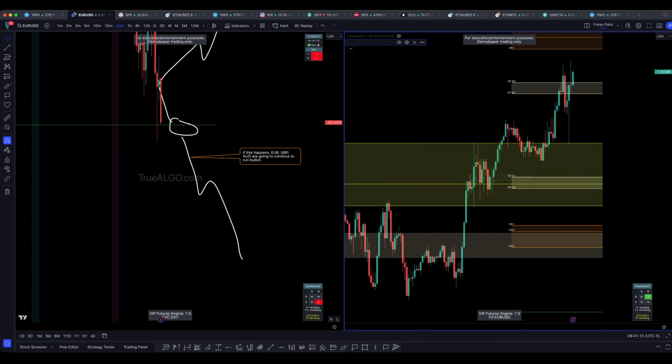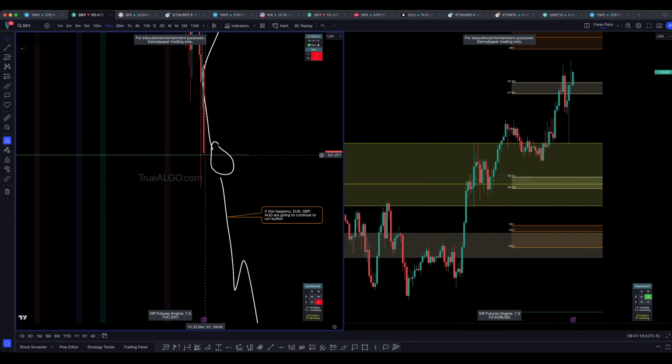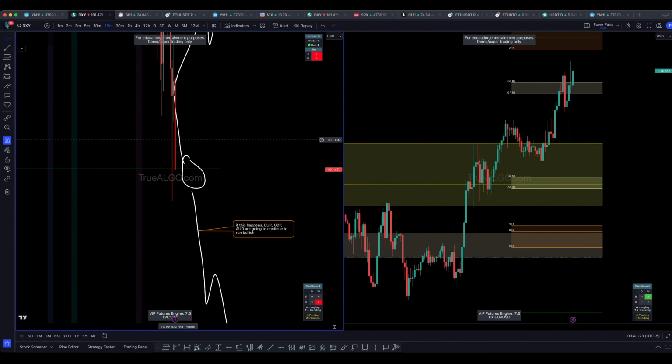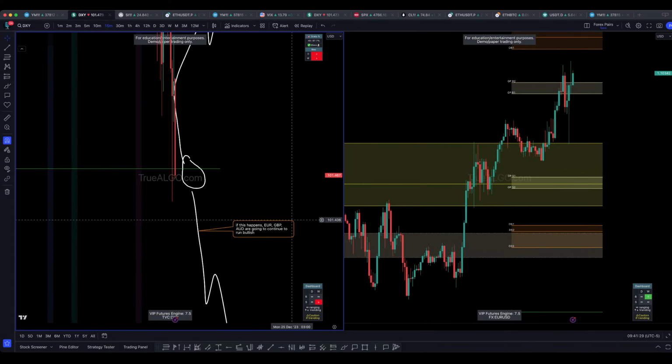DXY just tested it. There you go. So it's watching it happen live. We are testing it live. Close below that in the next 5 minutes, 4 minutes, it's going to get quite bearish for DXY and quite bullish for Forex pairs. I'm going to sit here just a little bit on the DXY side.